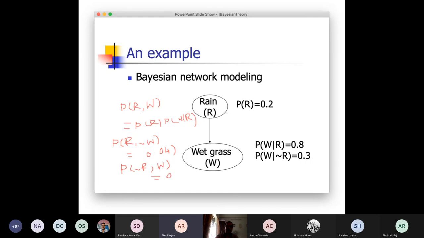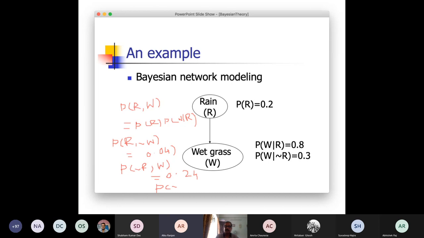And then what is the probability of not R, not W, the other combination? What should be that value? 0.8 into 0.7, right? So that would be 0.56.